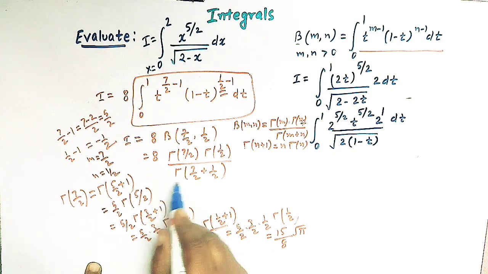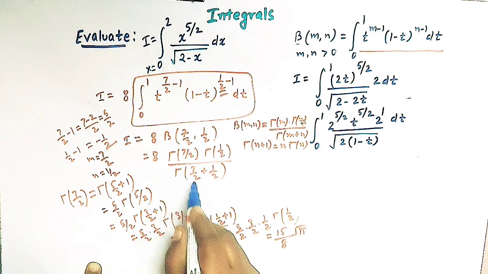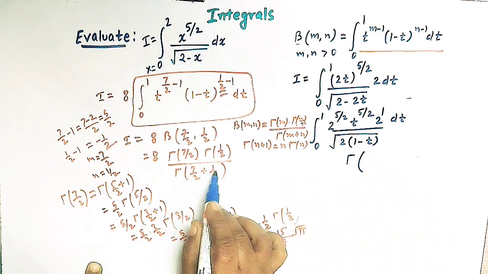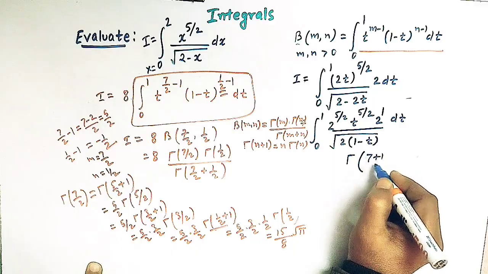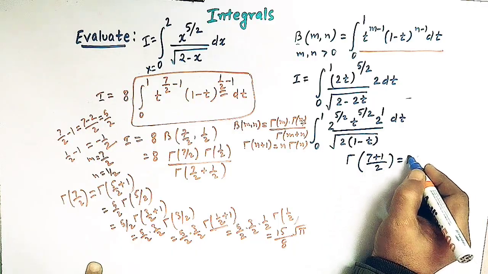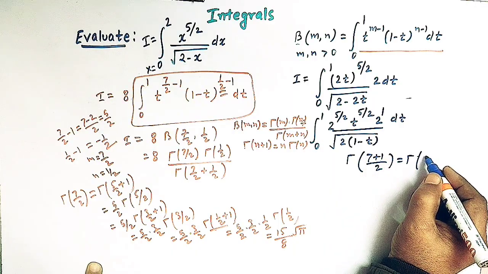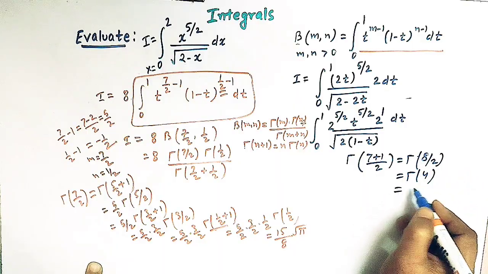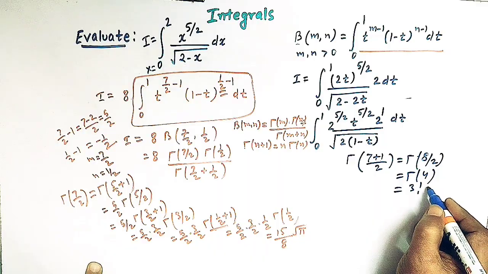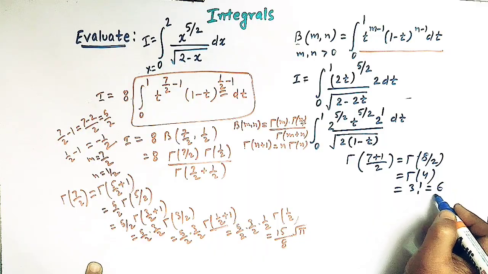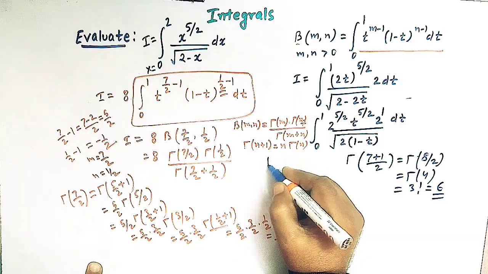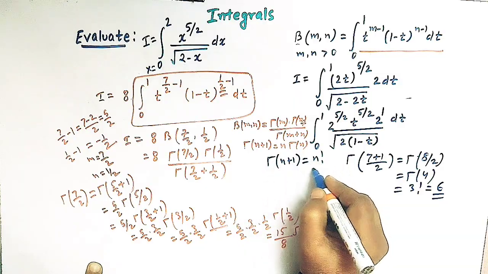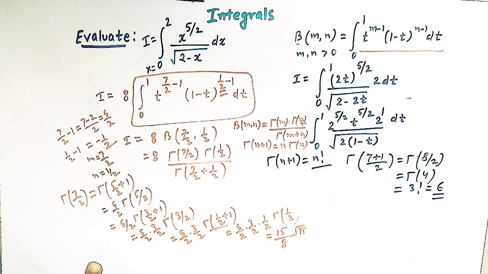Now in the denominator we have gamma of 7 over 2 plus half. So 7 over 2 plus half is 7 plus 1 over 2, that is gamma of 7 plus 1, which is 8, 8 over 2, that is gamma 4. And gamma 4 is equal to 3 factorial, that is equal to 6, because we know that gamma n plus 1 is equal to n factorial, where n is some positive integer.